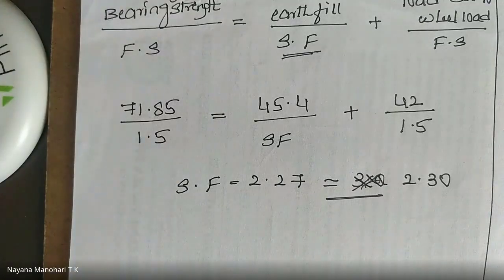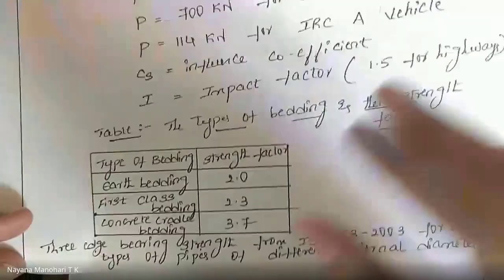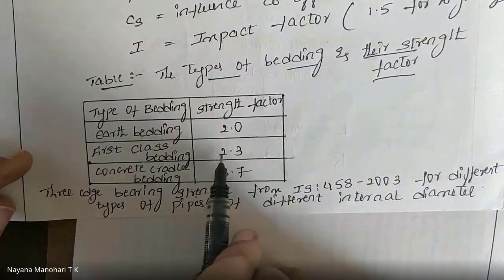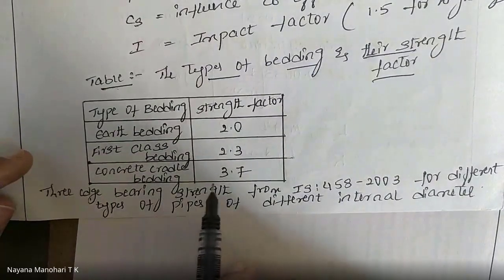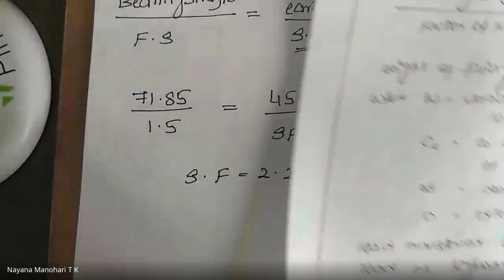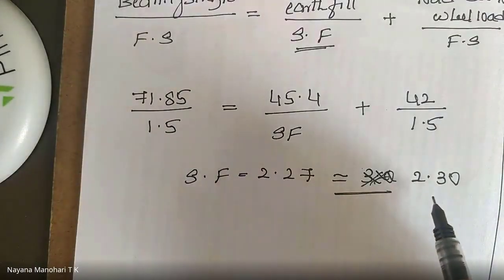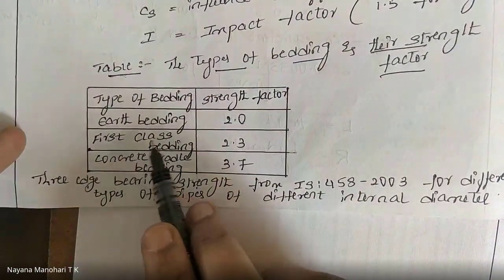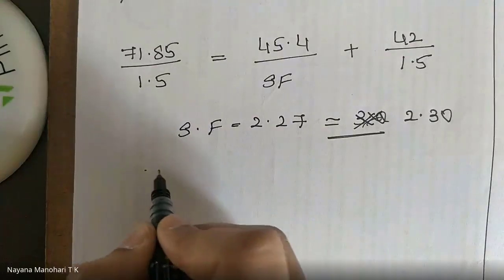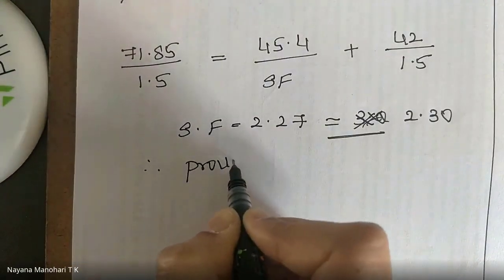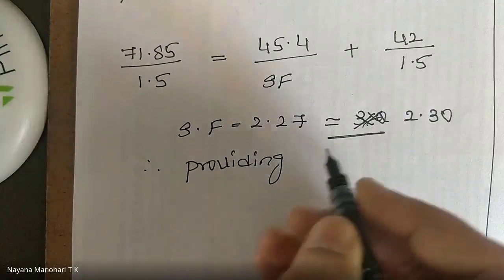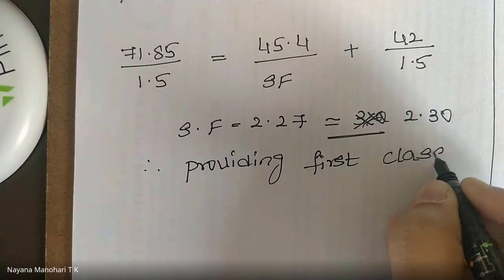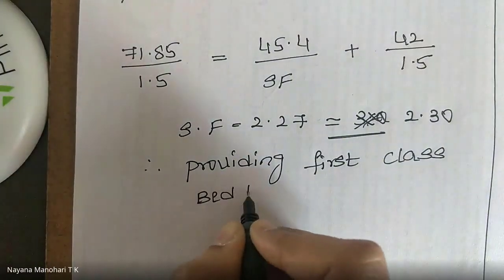First class bedding. You can observe here the type of bedding and the strength factor. Earth bedding, it is 2. First class bedding, it is 2.3. And the concrete cradle bedding, it is 3.7. The value obtained is 2.27. Round it off to 2.30. If the strength factor is 2.3, which type of bedding? That is first class bedding. Therefore, write down, providing first class bedding.